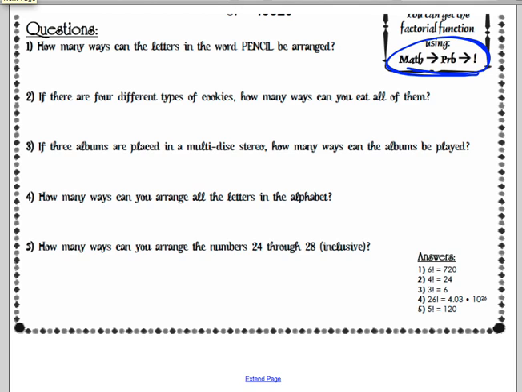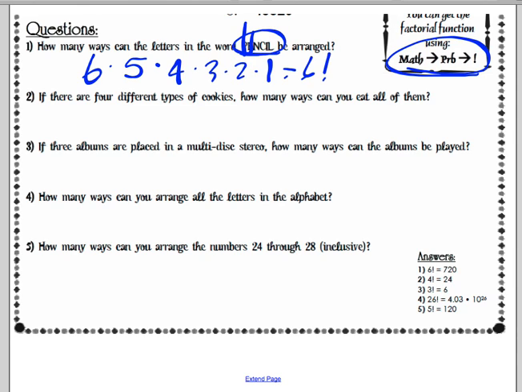Here's a question. The next page, same page in your handout. How many ways can the letters in the word pencil be arranged? It doesn't matter what order they go in, but there's 6 of them. So if I've got 6 different choices, I could have any 6 of those letters be my first option. Let's say I pick the E to be the first option. That means there are 5 letters that are left available to me to choose from. So let's say I pick the P, which leaves me with 4 letters to choose from, and 3 and 2 and 1, which is 6 factorial, which is 720.